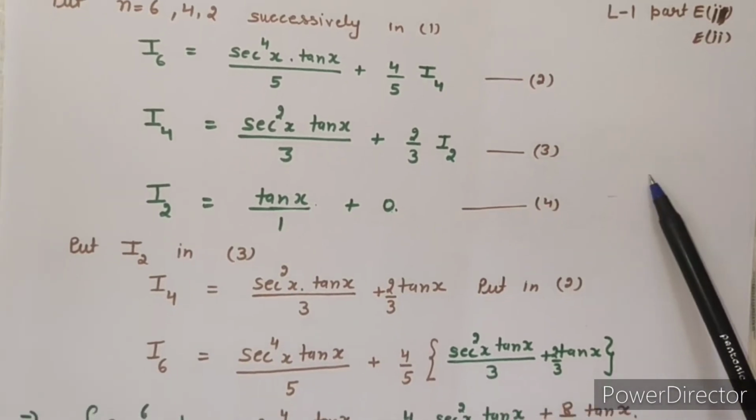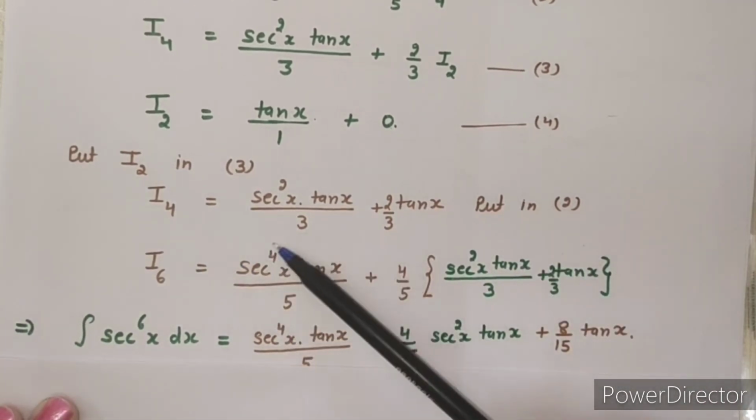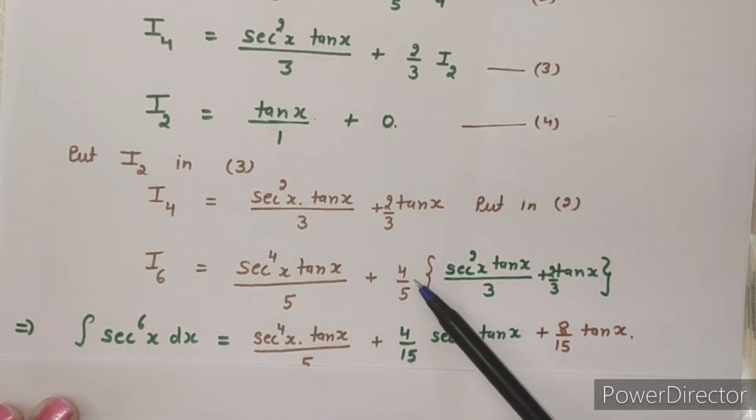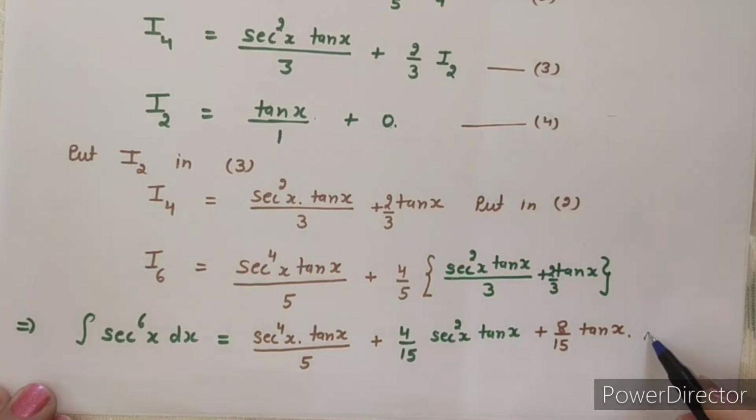So when you simplify, this term will remain the same, secant 4x tangent x upon 5 plus 4 into 1 is 4, 5 threes are 15, secant square x tangent x plus 4 twos are 8, 5 threes are 15, and this is tangent x. So it's the required answer for the integral secant 6x dx, and hence it is required. So the answer is this one.